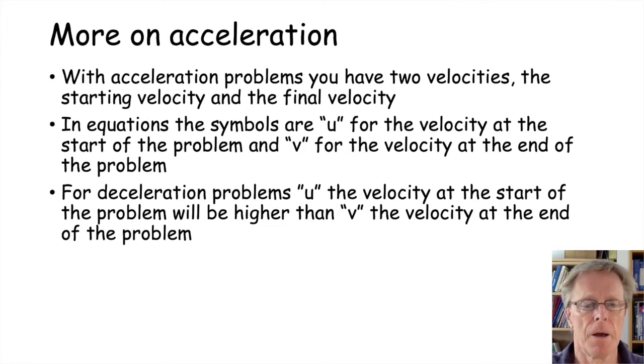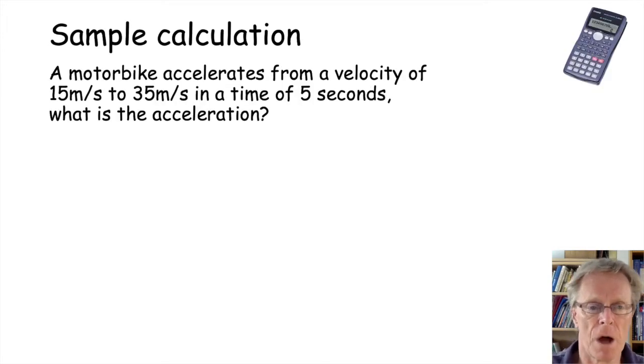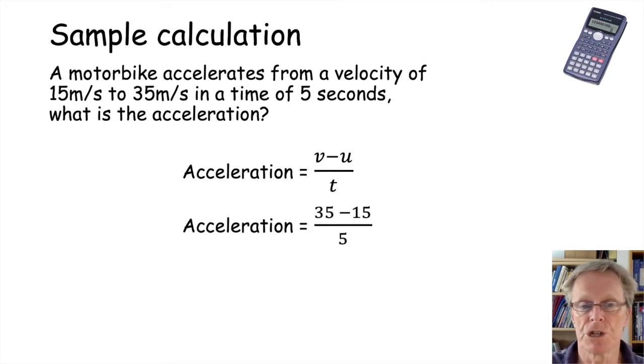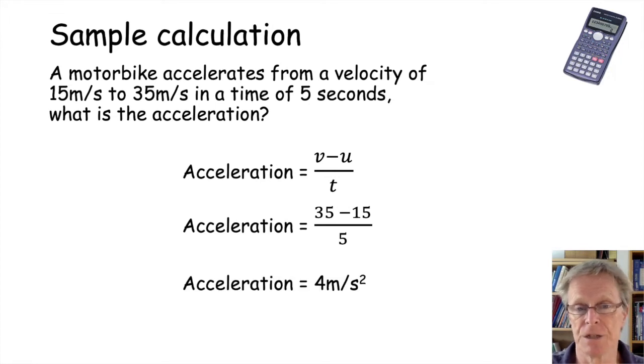Here we have a motorbike that accelerates from a velocity of 15 metres per second to 35 metres per second in a time of 5 seconds. You need to work out what the acceleration is. The equation we're going to work on is the change in velocity, which is the final velocity minus the initial velocity, v minus u, divided by t. That gives us 35 minus 15 divided by 5, which gives you 4 metres per second squared as the acceleration.